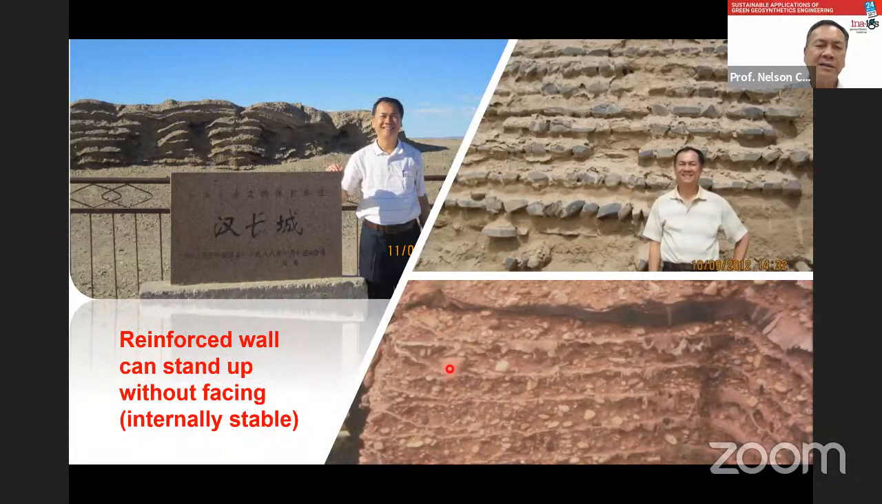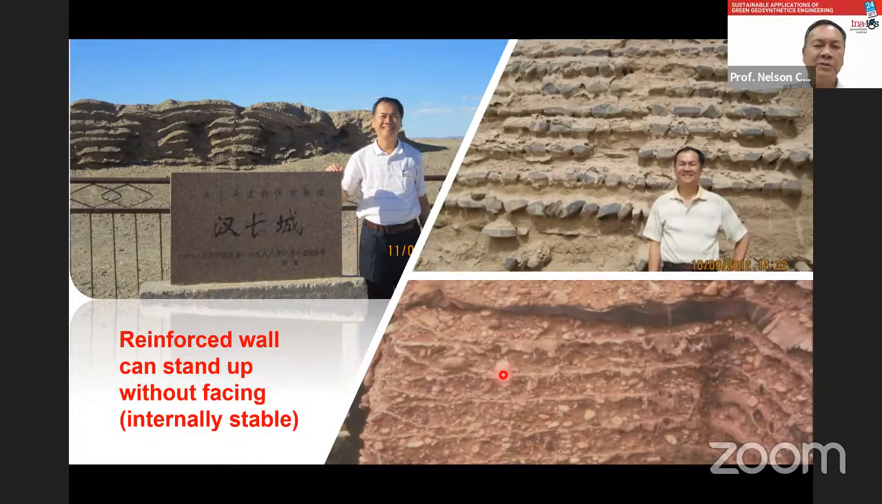Okay, here I just show you the facing. Actually, facing is not very important for a reinforced soil structure, and those without facing, the walls can stand up very well, because it's an internally stabilized wall. This is from the Han Dynasty, and also a Black Stone reinforced wall in China. This is in Colorado. I just show you.